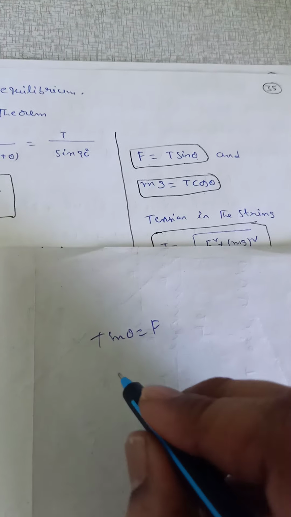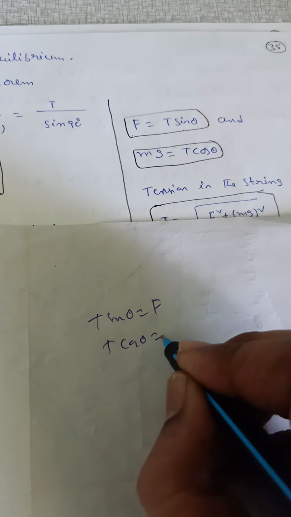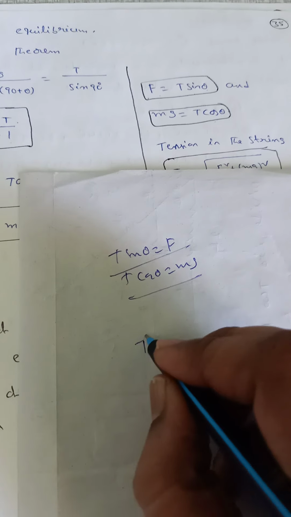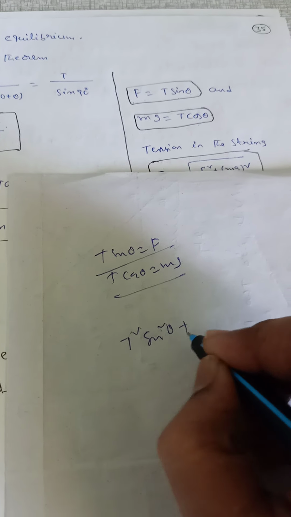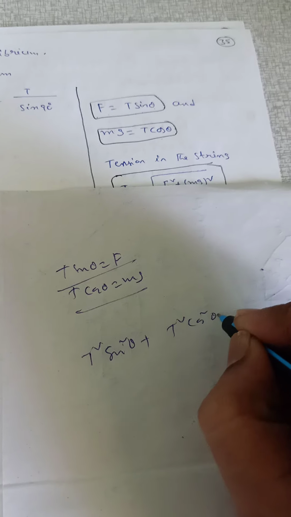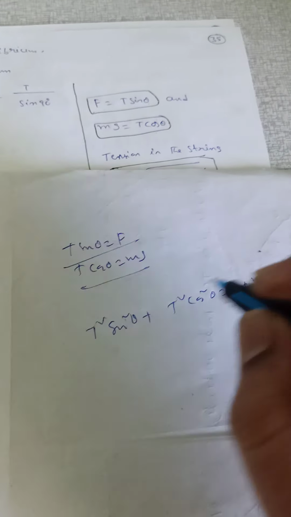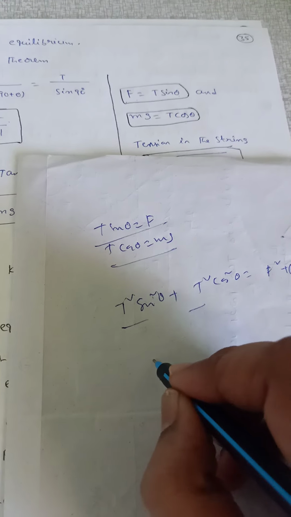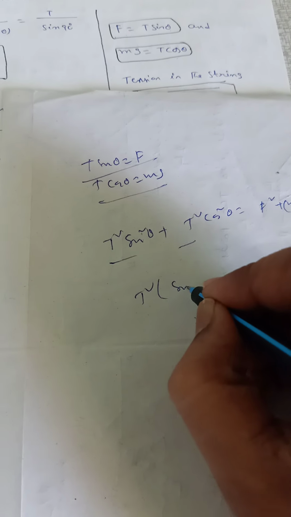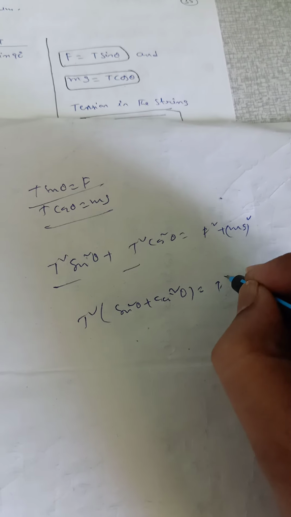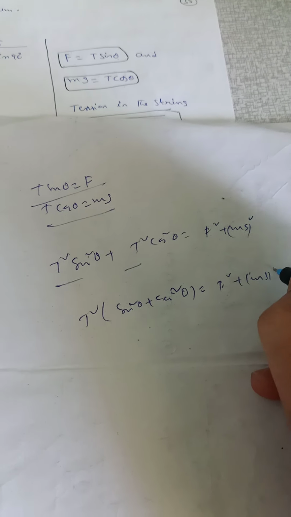T sin theta is equal to F, T cos theta is equal to mg. Squaring and adding: T square sin square theta plus T square cos square theta is equal to F square plus mg square. T square is common, so T square into (sin square theta plus cos square theta) is equal to F square plus mg square.